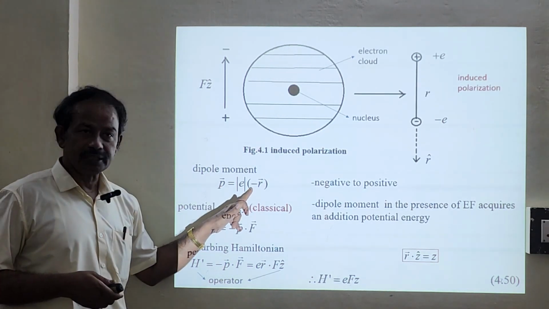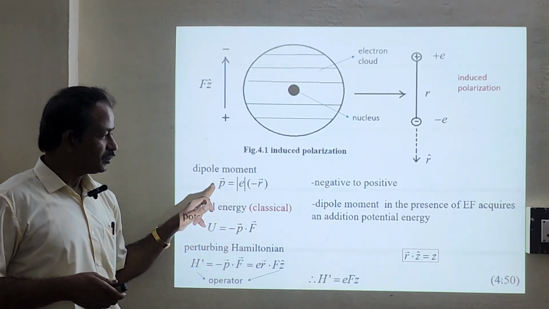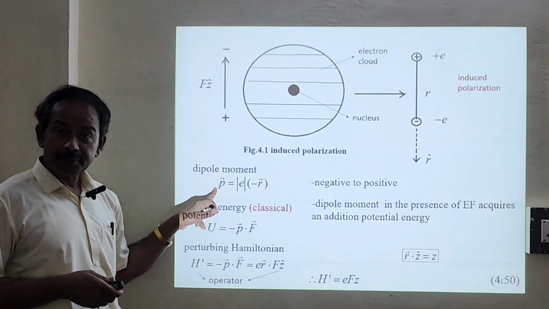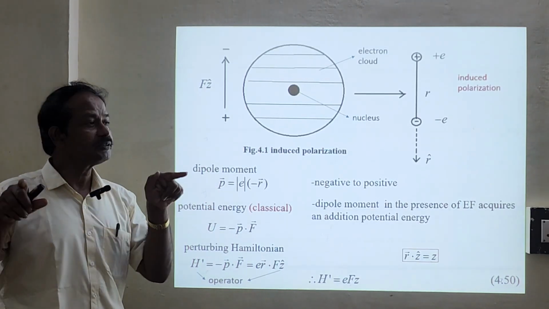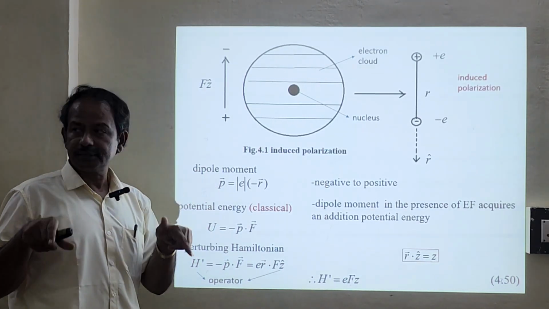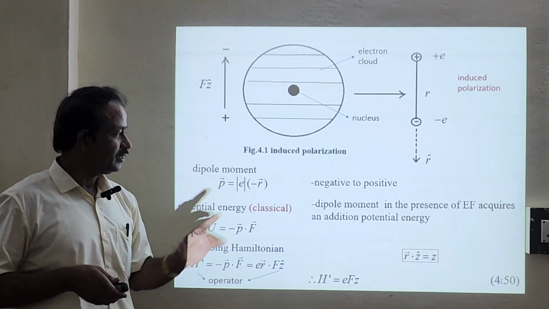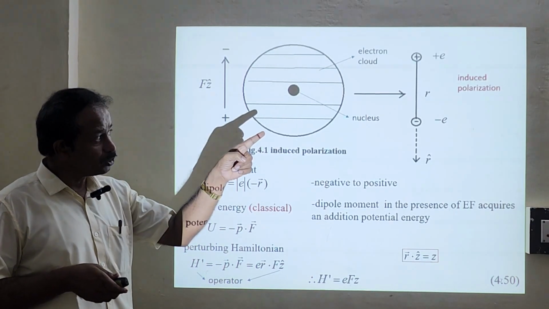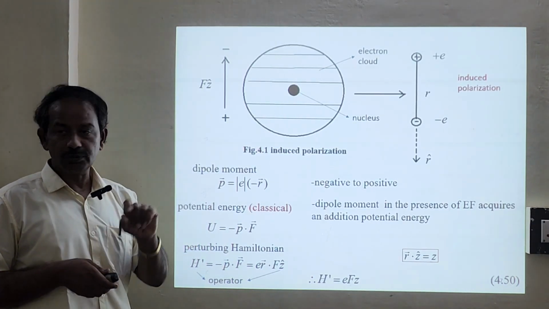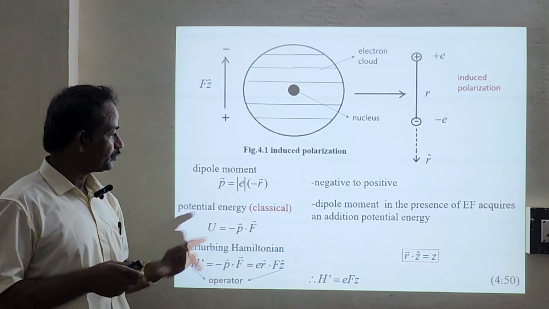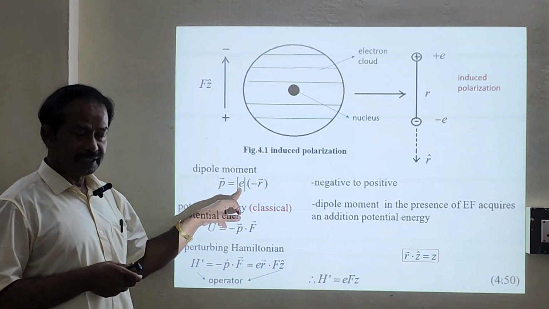So that is why we have a minus sign here. This is the expression for your dipole moment. The dipole moment is always given as the modulus of the charge multiplied by the distance. Here the distance carries a negative sign because it goes from negative to positive. We always have to take negative to positive. So P equals minus ER.